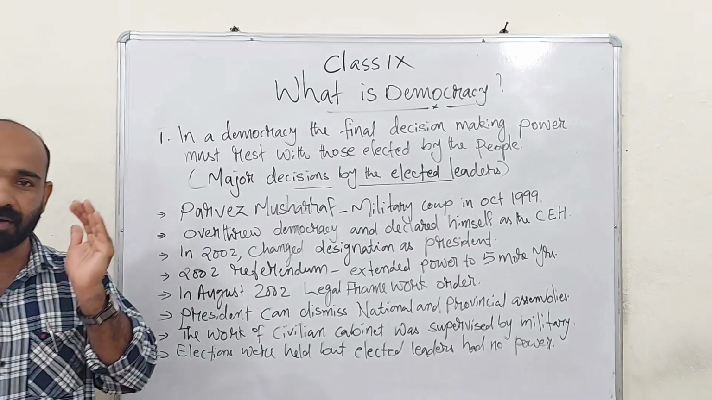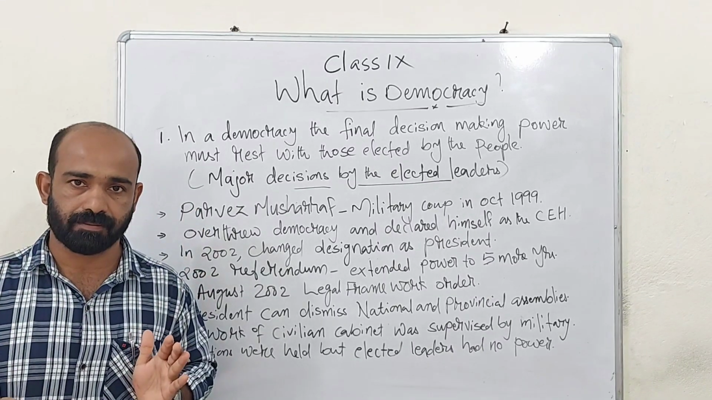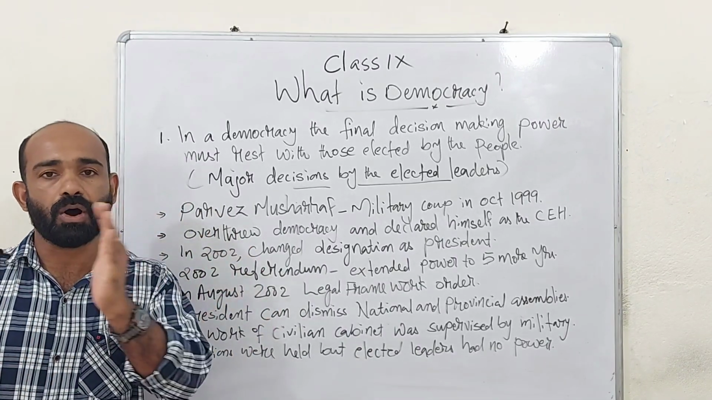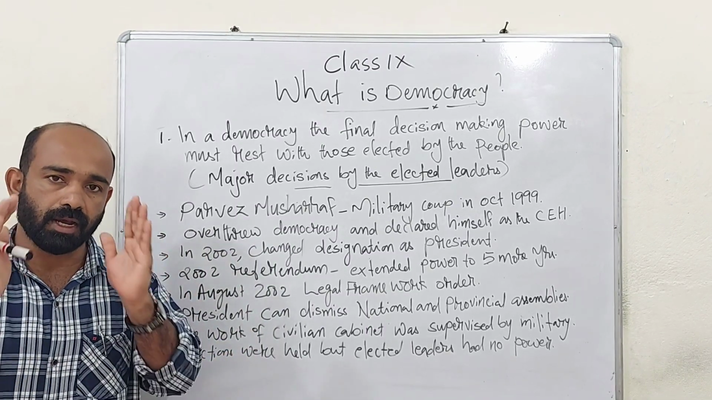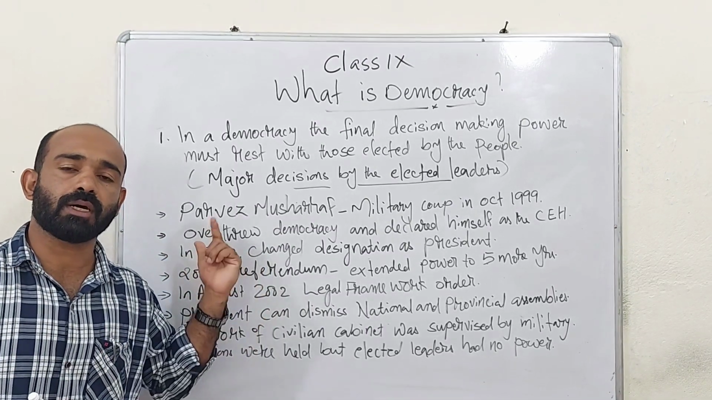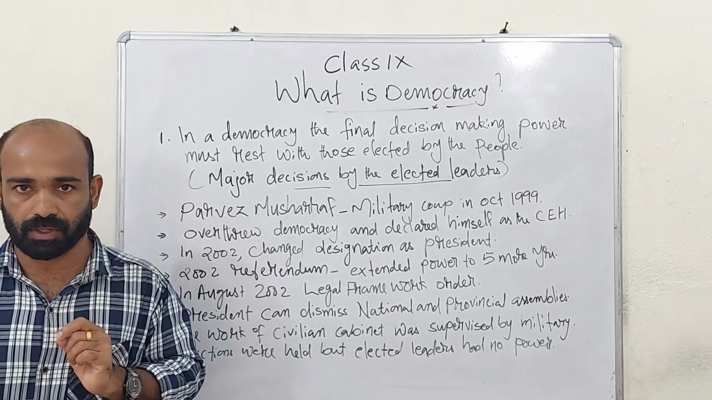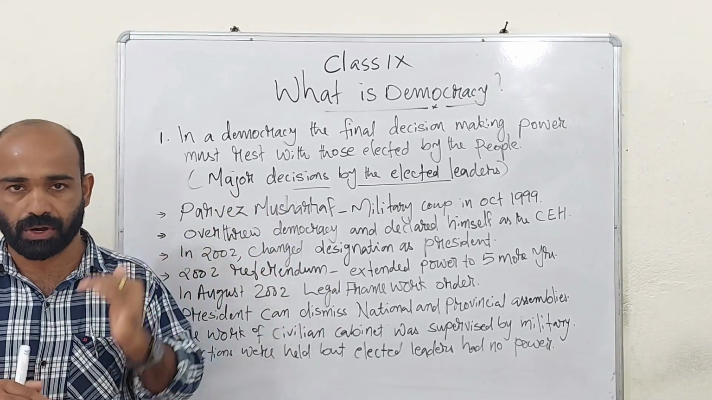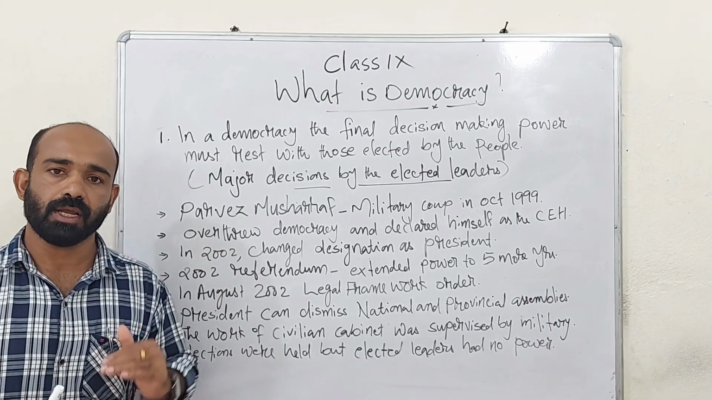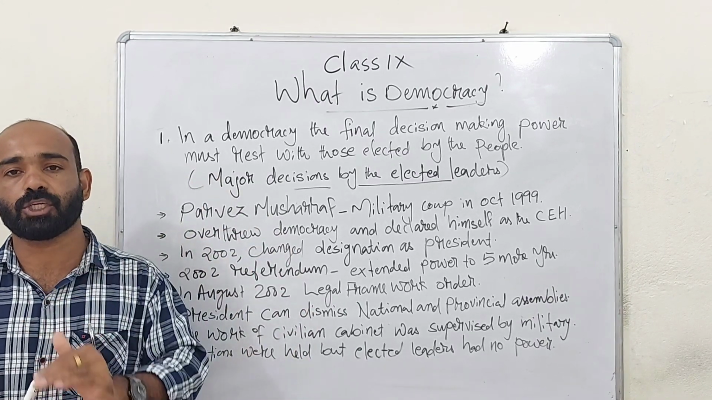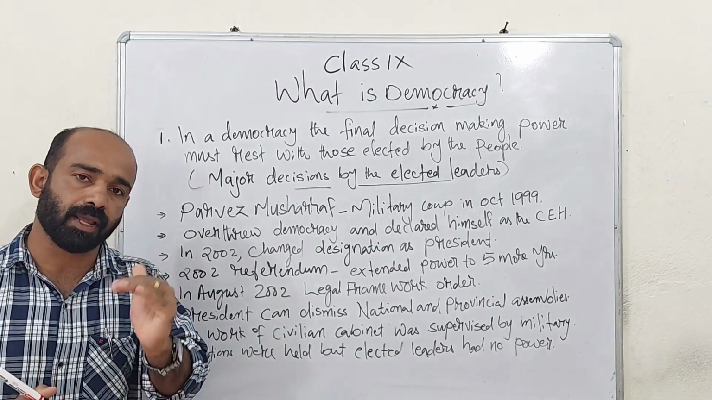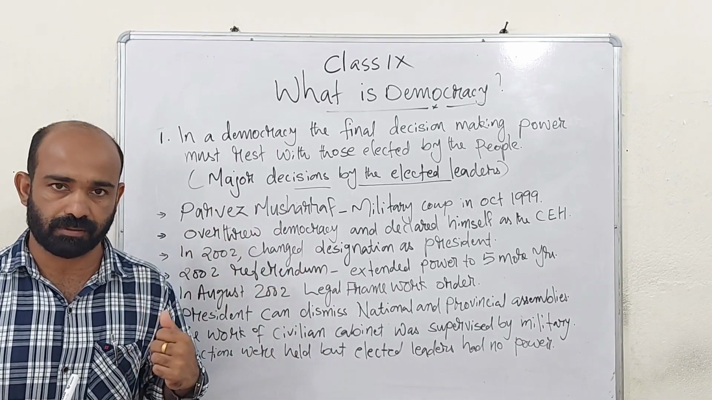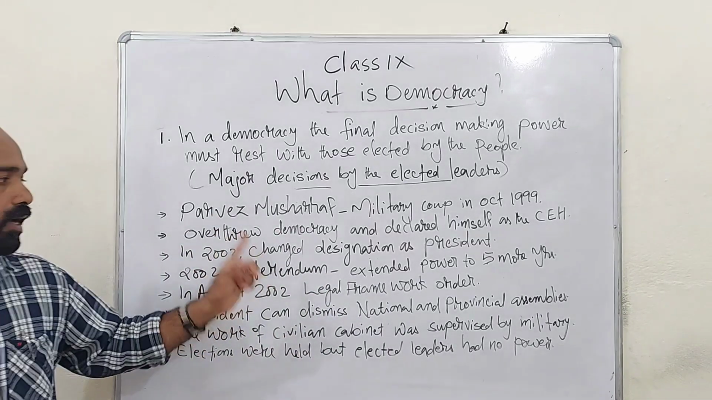What is a referendum? A referendum is a kind of voting in which people can give their vote for accepting or rejecting a proposal. Here, the proposal was whether Musharraf should continue in power or not. People could vote in favor of Musharraf or against Musharraf. If the majority voted in favor, he would continue in power for some more years. So in 2002, he held a referendum.